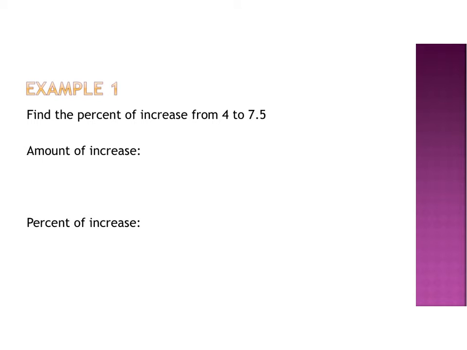Example 1 says, find the percent of increase from 4 to 7.5. The first thing you have to do is find out what that amount of increase is. To do that, we're going to find the difference, or we're going to subtract. So I have 7.5 minus 4, and this equals 3.5. To find a percent increase, remember we take the amount of change and divide it by the original amount. The amount of change in this case is what we just calculated. So I have 3.5 divided by my original amount, which was 4.